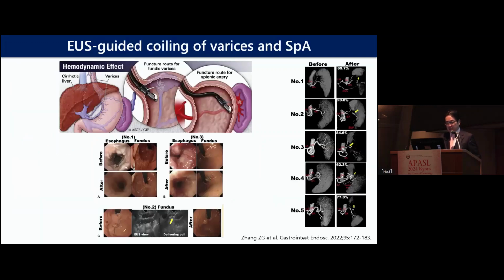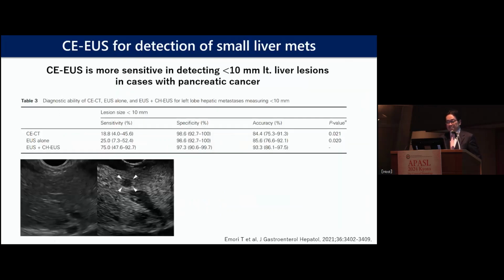And this was published in 2022. They did gastric varices eradication under EUS guidance using a coil, and they also performed coiling in the splenic artery. So with this combined technique, they can eradicate esophageal and gastric varices and also increase the platelet count. So maybe this is another indication of endohepatology.